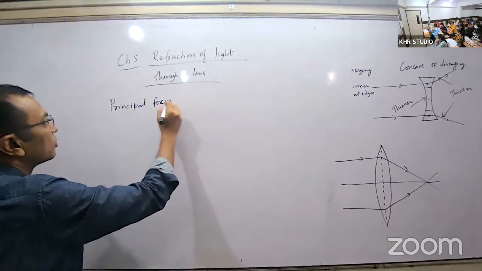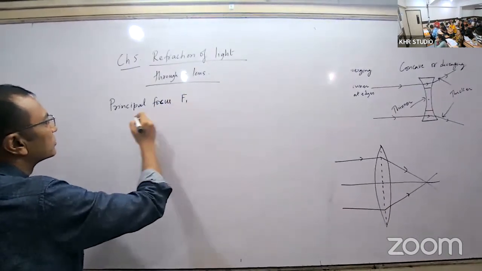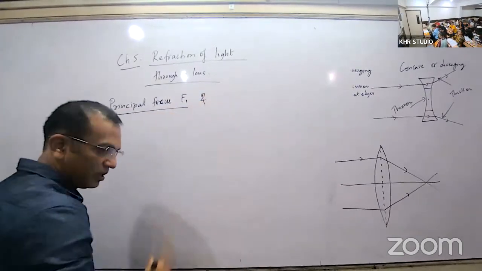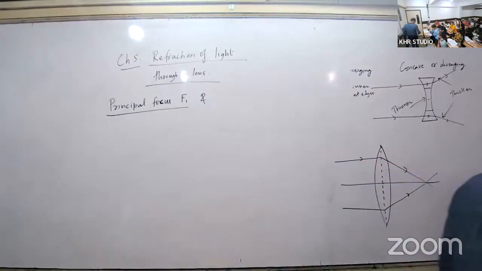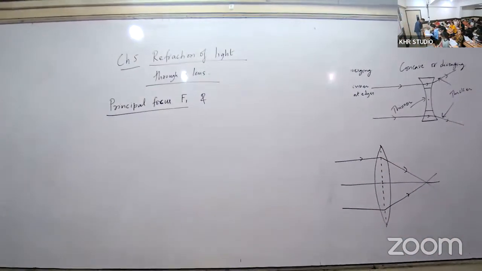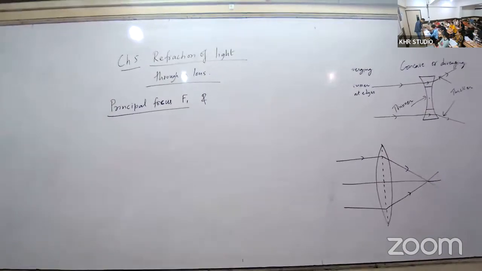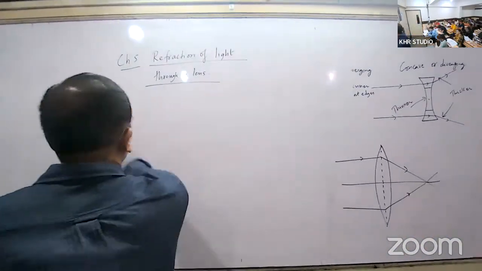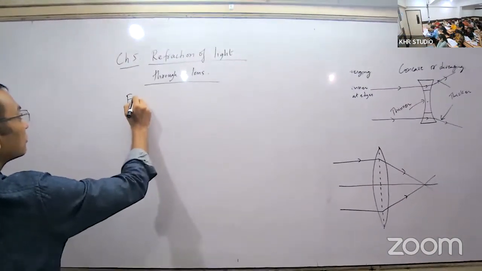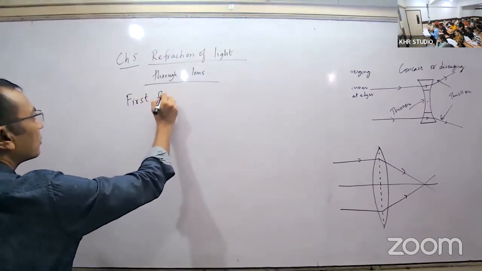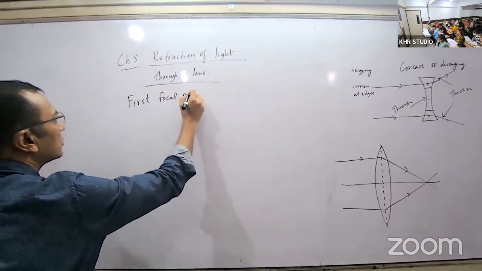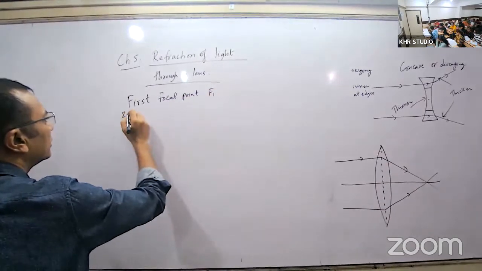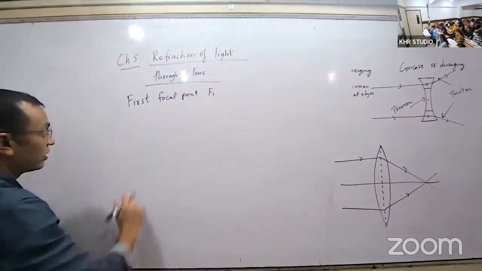The principal focus is F1. And the secondary, right? What is the second one? First, so this is also called the first focal point. First focal point and second focal point. F1. And so let's understand what the first focal point is.